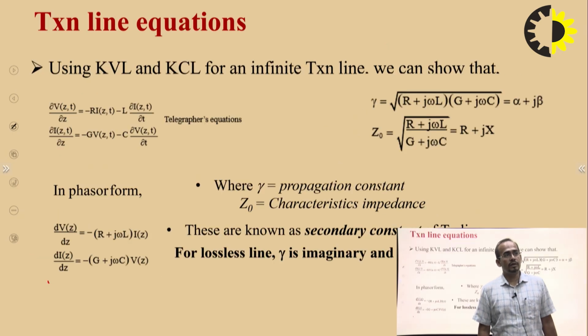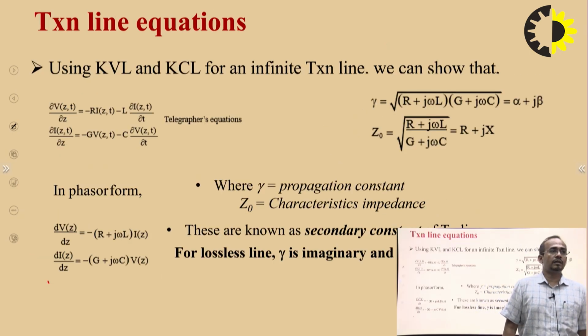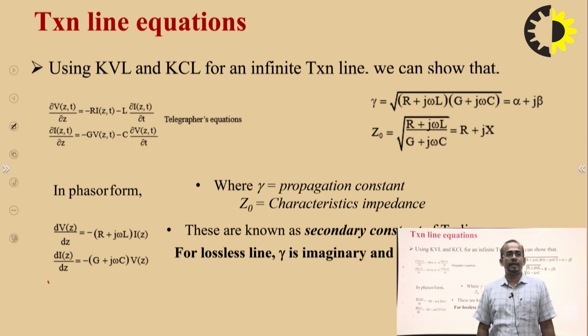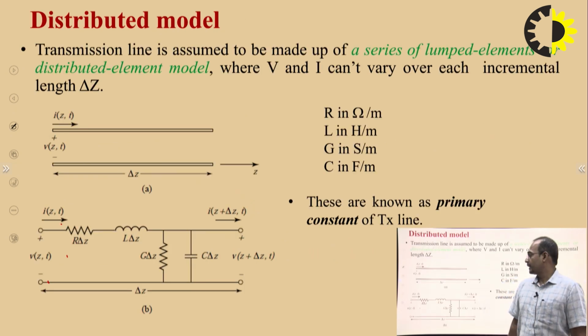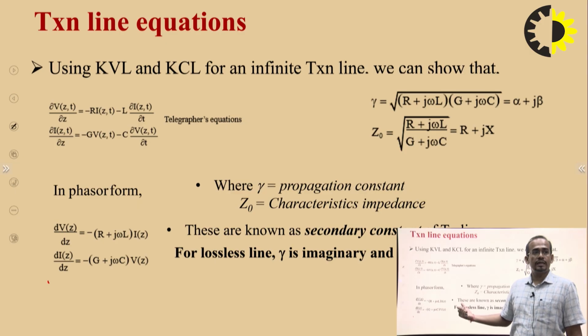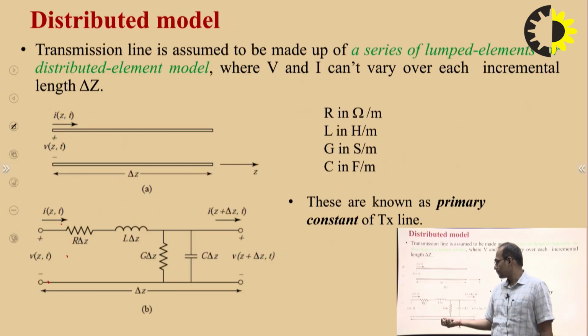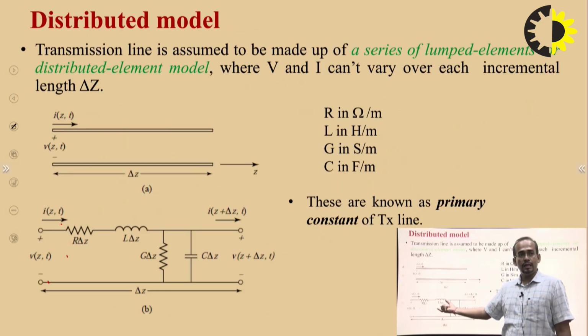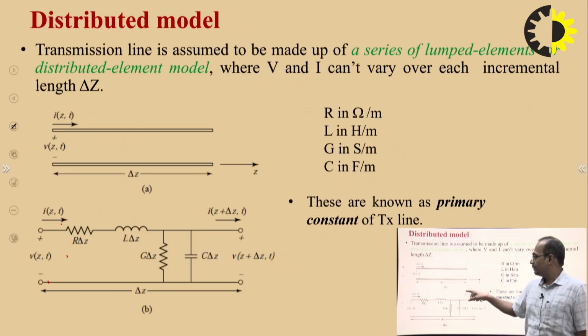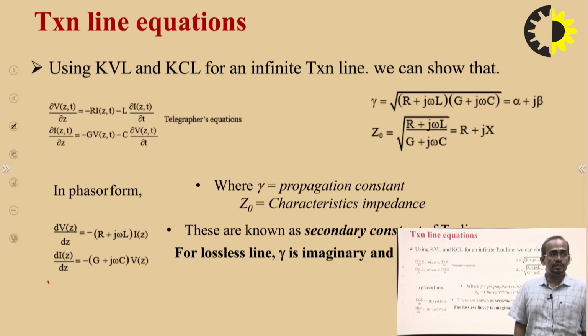So, now I will define the transmission line equations by using the KVL and KCL. We can write here V(z+Δz,t) − V(z,t) is equal to (R + L d/dt) i, or R i.